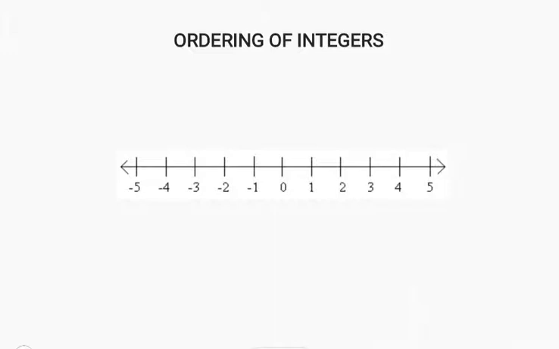Now let's see the ordering of integers. We have seen that in counting we start from 0 and go on one step at a time. After 0 comes 1 and then 2 and so on. So 3 is coming after 2, that is one step after 2. So 3 is greater than 2. Similarly, 4 is greater than 3 and 2.